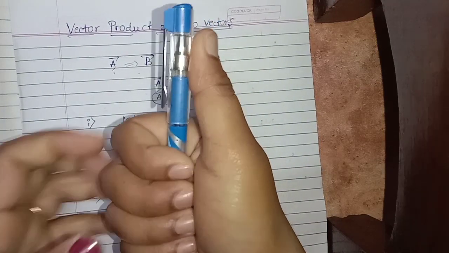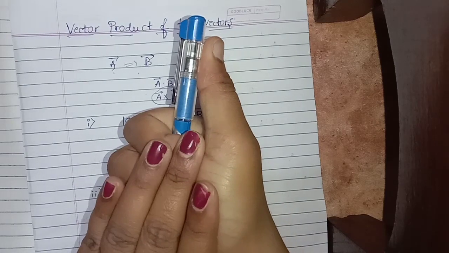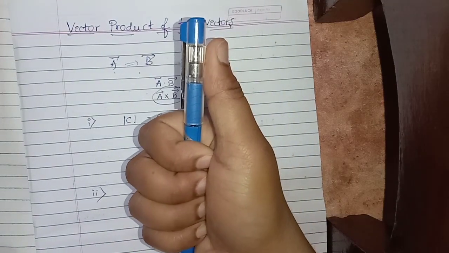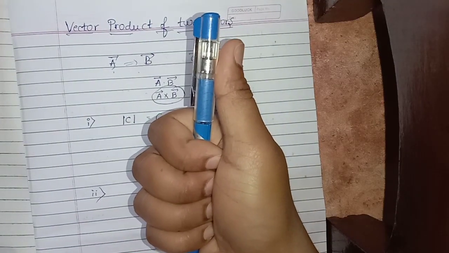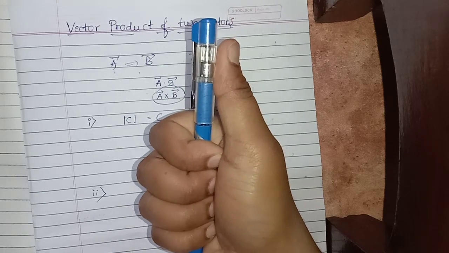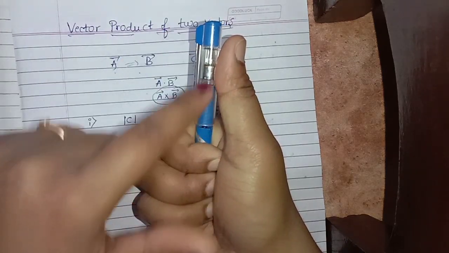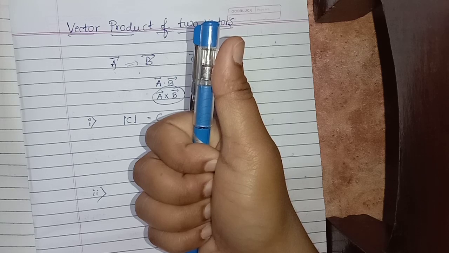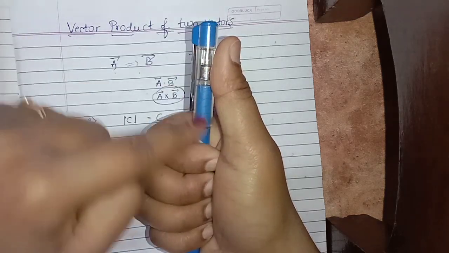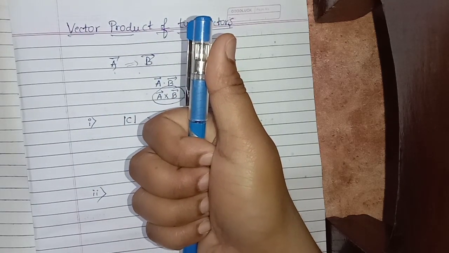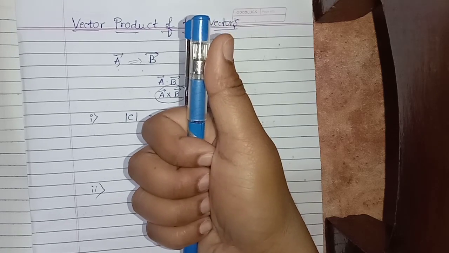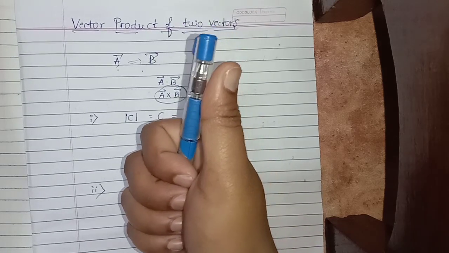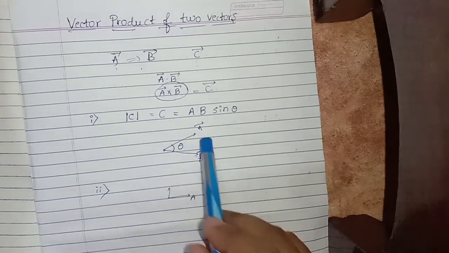These fingers are in the directions of A and B, and this thumb is representing C. This is some theory part. I'll explain this in detail in the next class. For now, consider these two points.